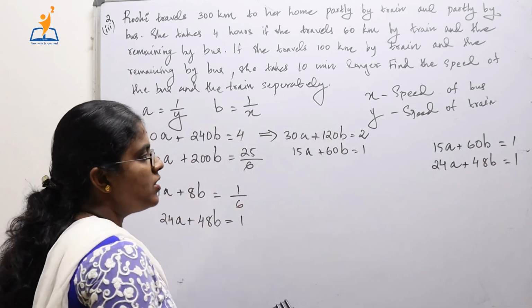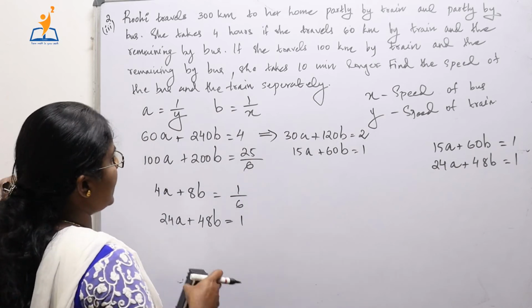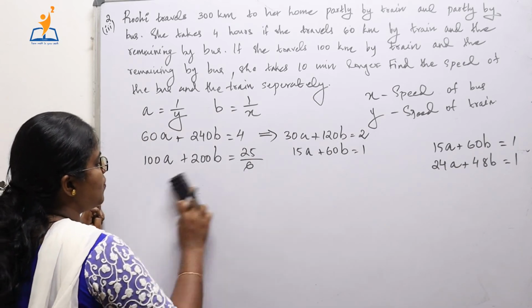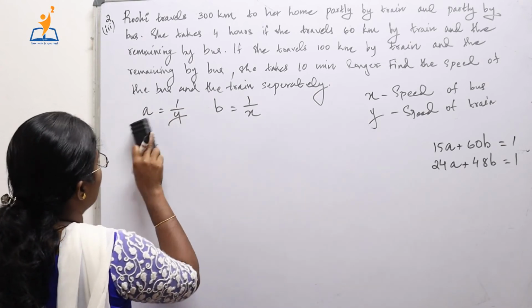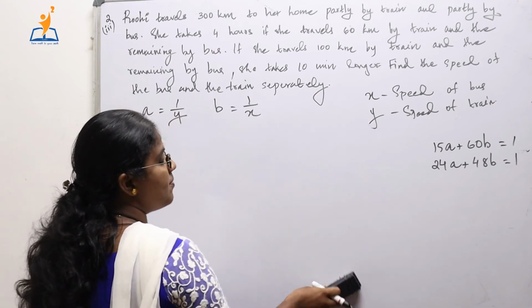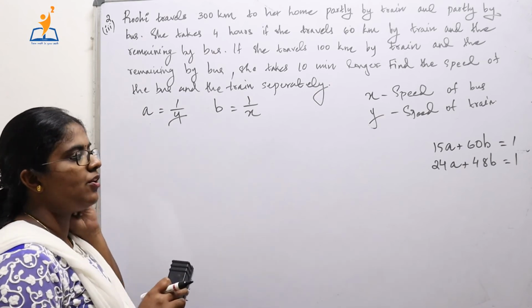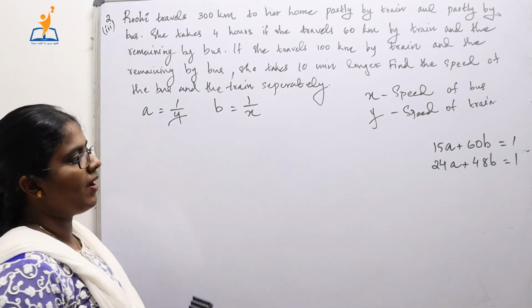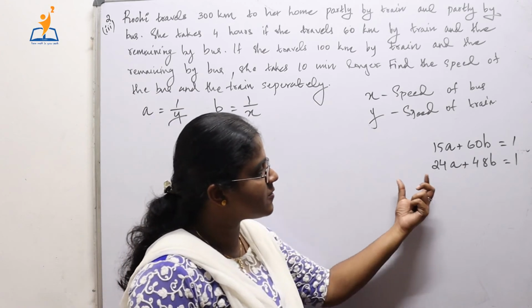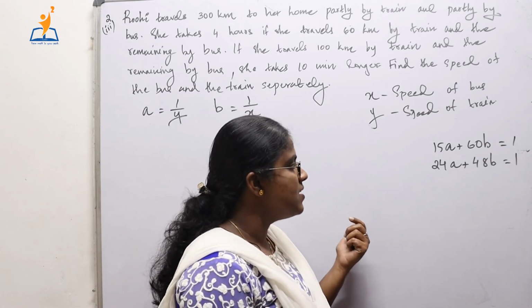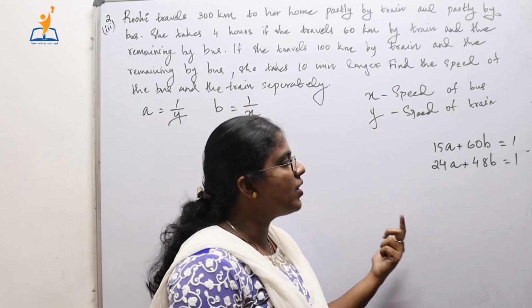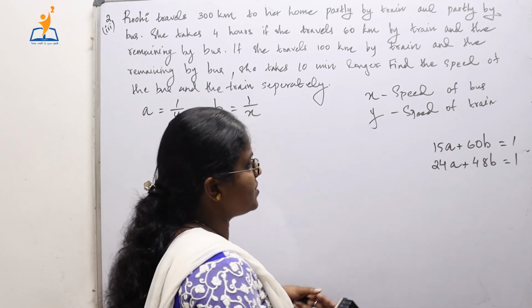So we got a pair of linear equations in two variables. So we want to solve those equations to find the values of a and b, and hence we will find the value of x and y. So how can we solve this pair? We can use any method we have learned in the previous classes. So here we are going to use the cross multiplication method.